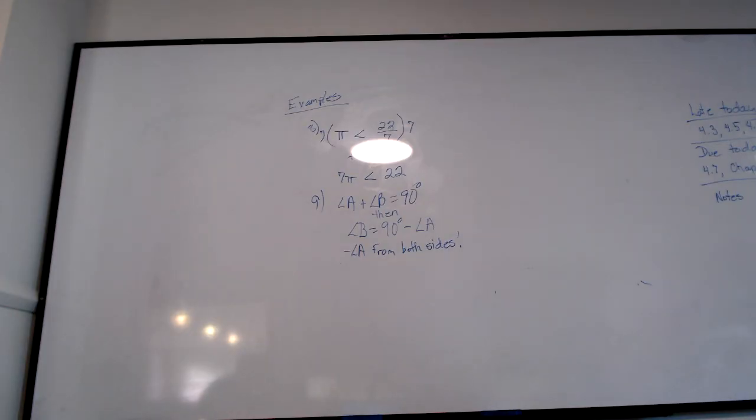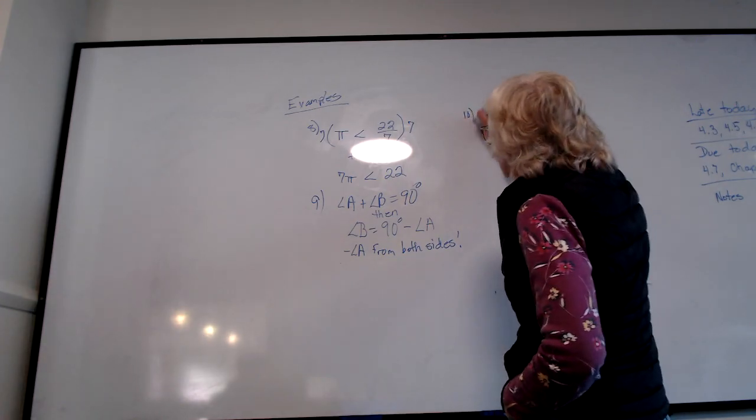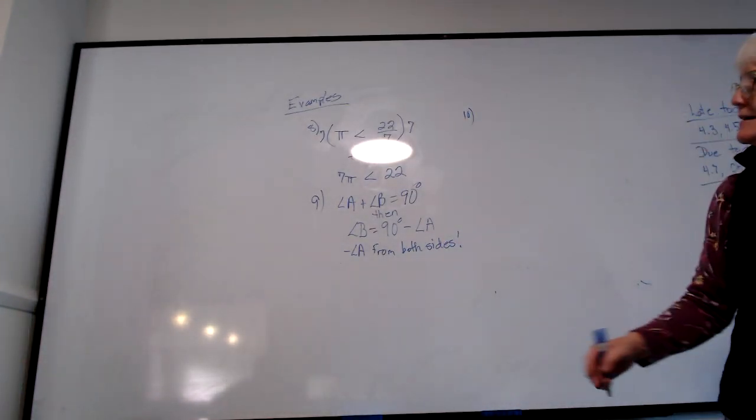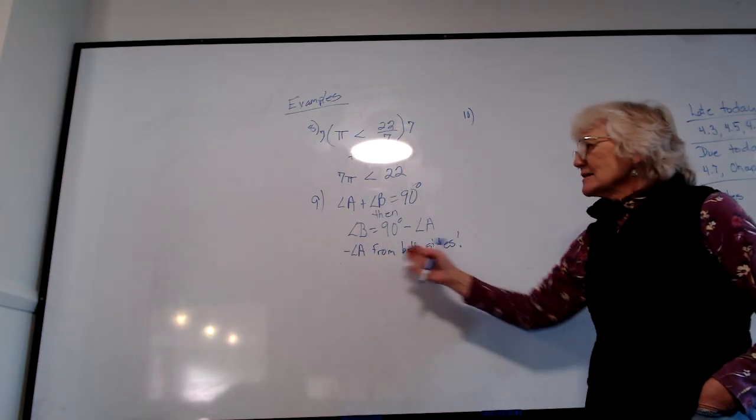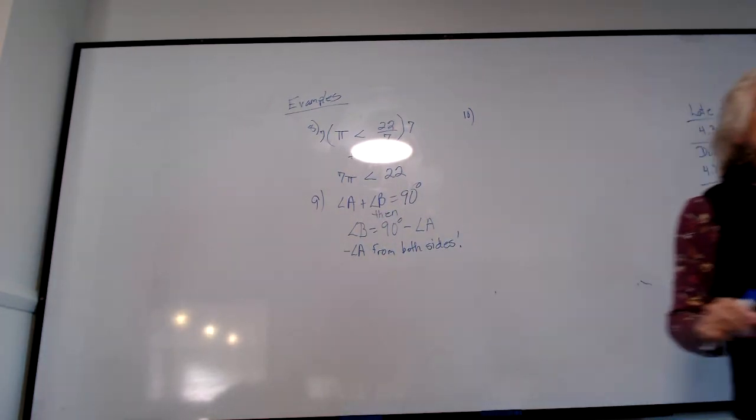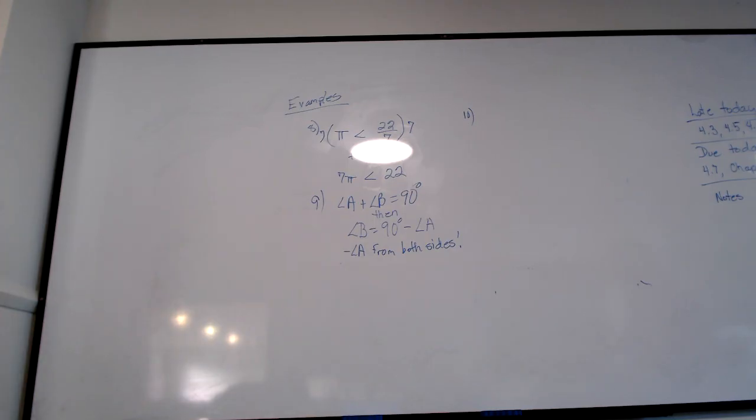Okay, so number 10. I'm just showing you kind of how to write this. You don't have to put a lot. Here we multiplied both sides by the same number. Here I subtracted the same from both sides. So that's still true.